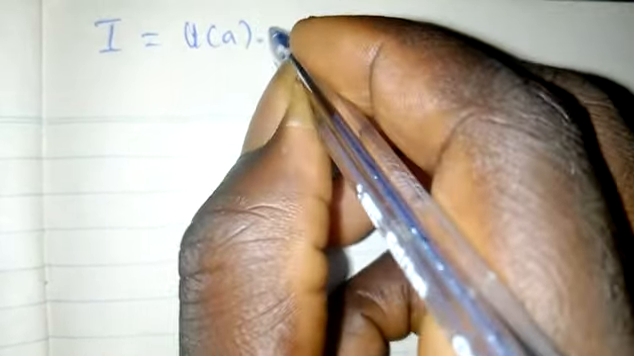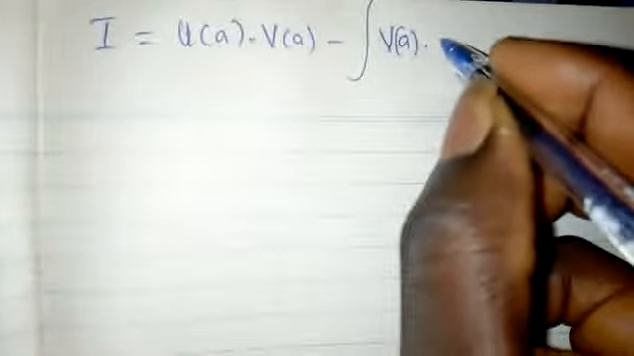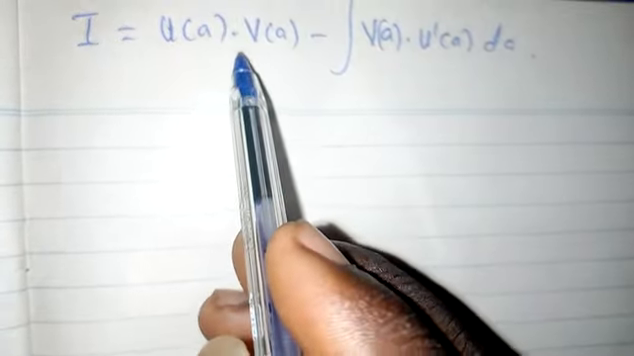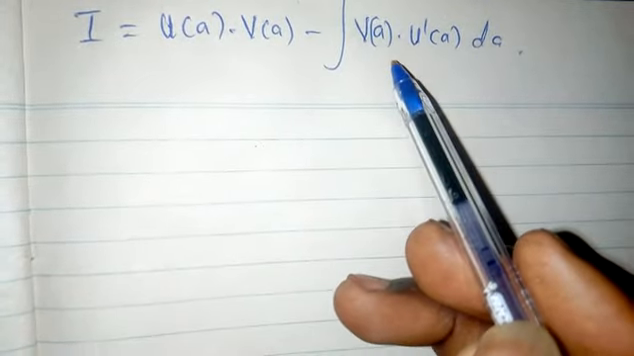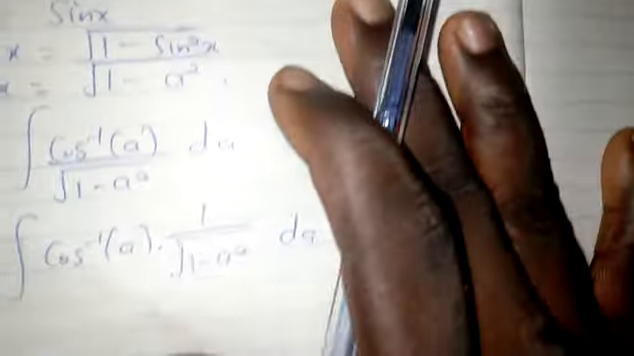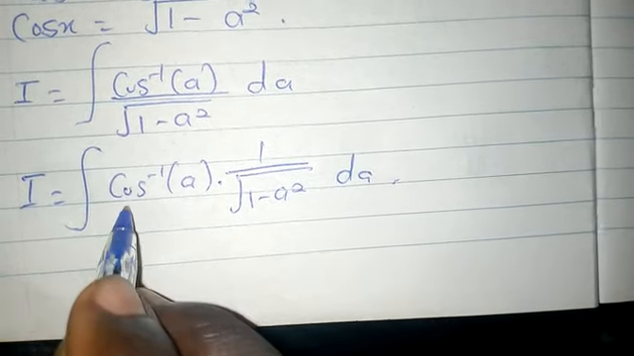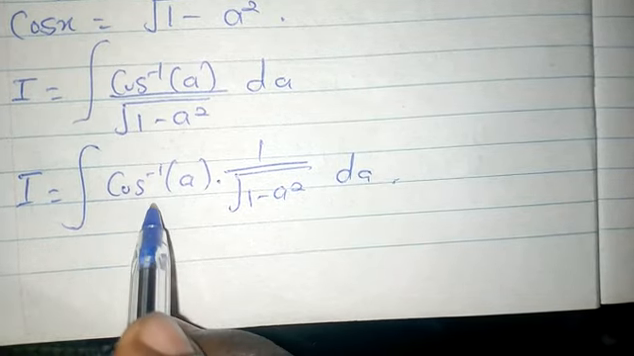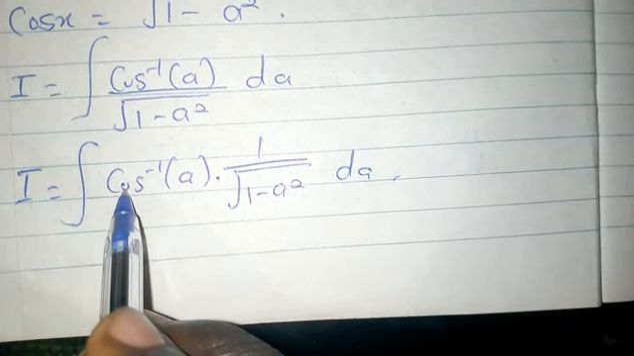To use integration by parts, our I is going to be equal to u of a times v of a minus the integral of v of a times u prime of a da. So we must assume that one of the functions is differentiated and one is not differentiated. So let's come back here. Here I will choose that my undifferentiated function is cos inverse of a.